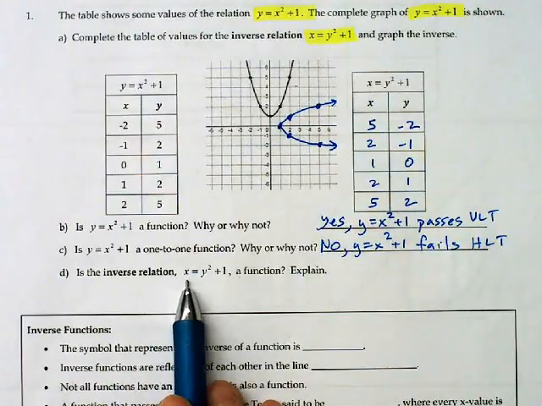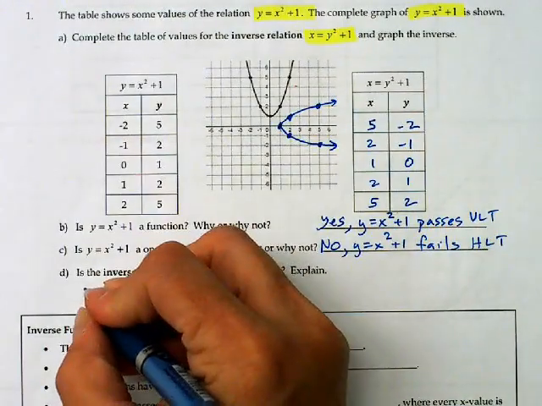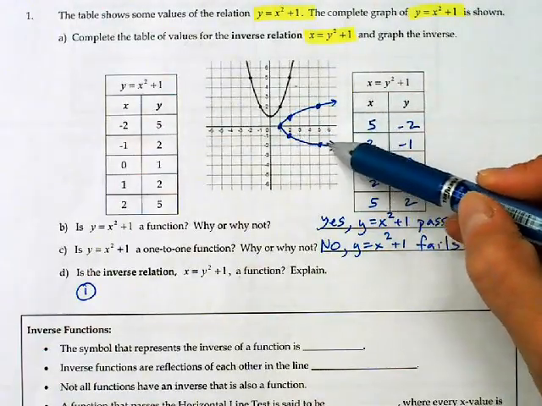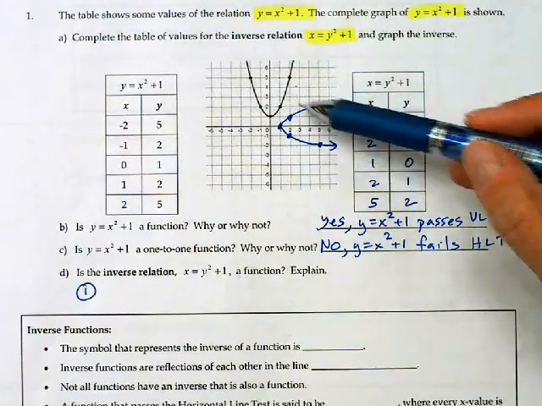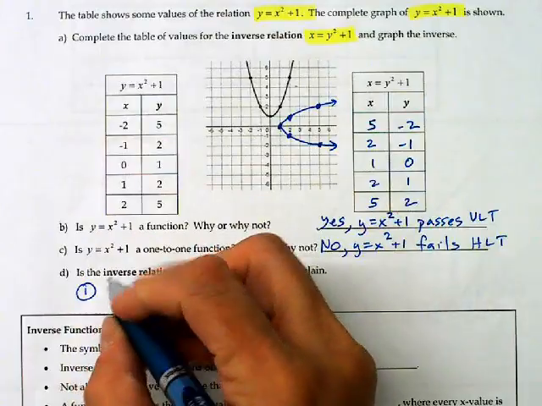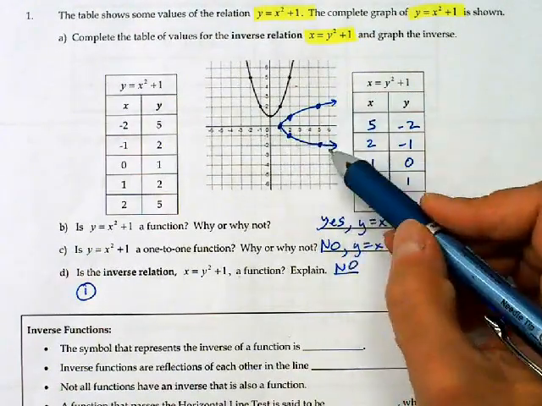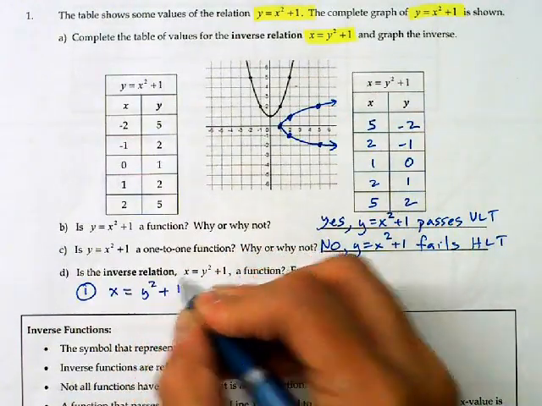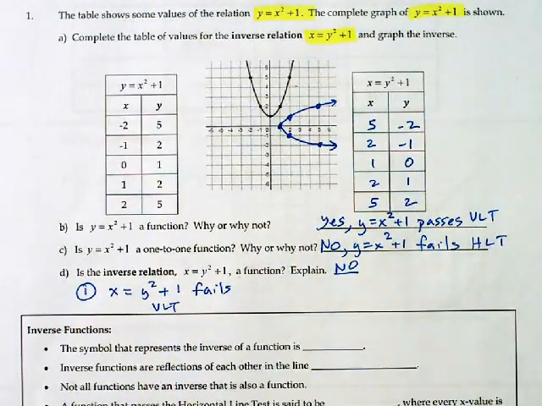Okay, let's shift up a little bit and then ponder the third part of this. Is the inverse relation x equals y squared plus 1 a function? Well, there's really two ways we can answer that here. The first way, since we have gone through the trouble of sketching the inverse, we can very clearly see the inverse would fail the vertical line test. So we first can establish no, it is not a function. One way to explain that, though, is with the graph of the inverse. And yeah, we can just say x equals y squared plus 1 fails the vertical line test.